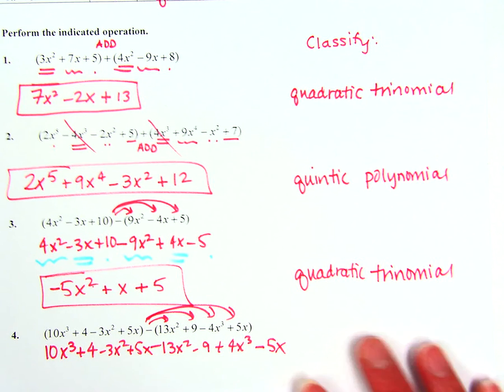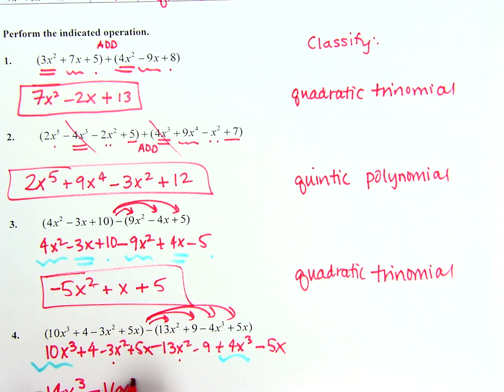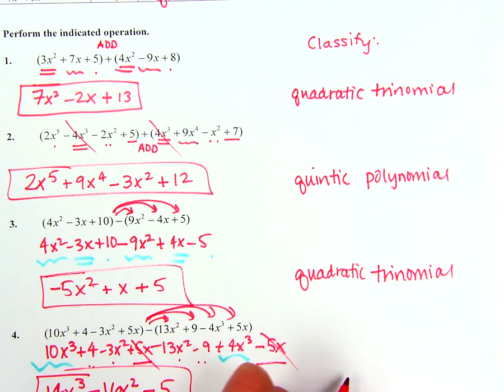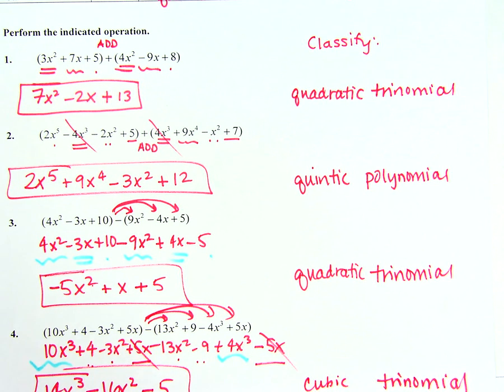All right, after I have all this, I'm going to look at my highest exponent. That's cubic. So that's 14x cubed. X squared comes next, so negative 16x squared. I've got 5x and negative 5x, so that's 0x, so I don't need to write anything. And then positive 4 minus 9 is negative 5. All right, so this is a cubic trinomial.